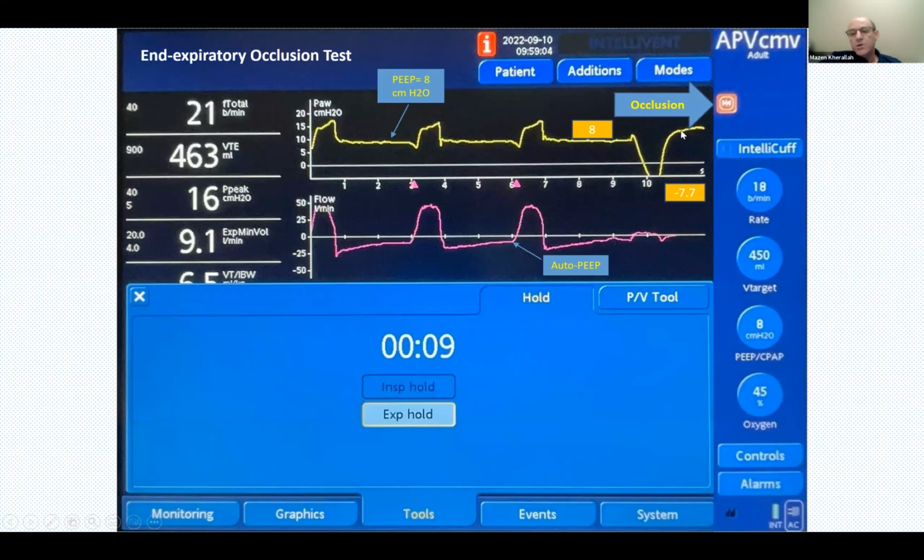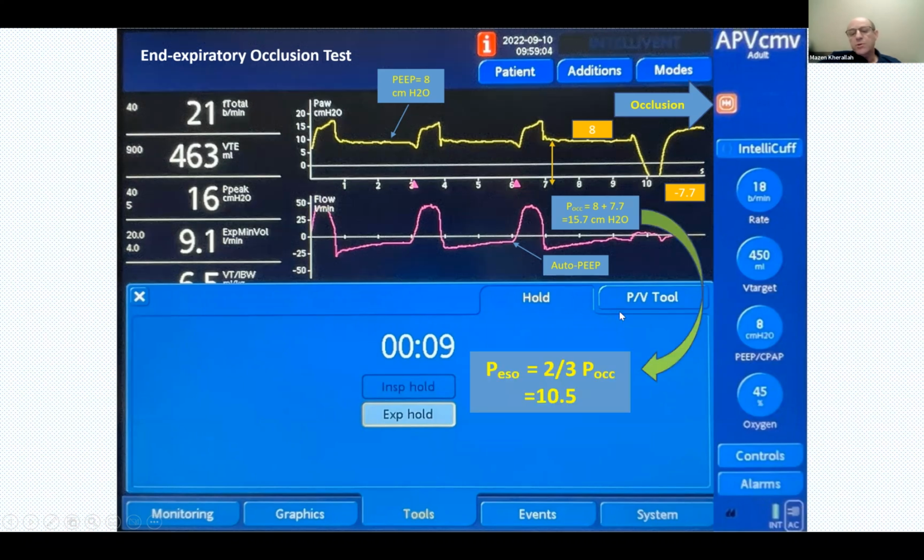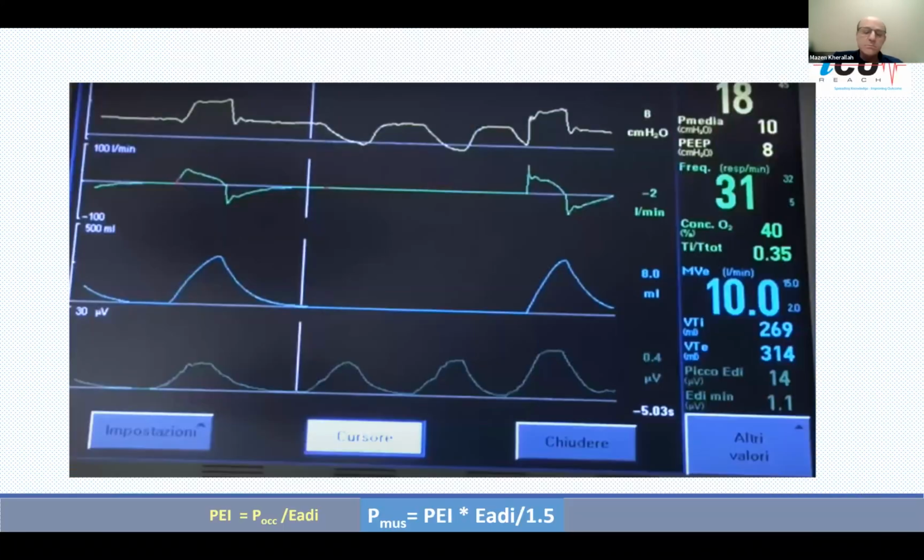Yes, this is an auto PEEP, but this is the occlusion pressure that is measured here at 15.7 centimeters. So it's 8 plus 7.7, that is 15.7. So what I do is I take 2/3 of this occlusion pressure. This gives me an indication that my esophageal pressure is around 10.5, a bit on the higher side. This is more complicated now.